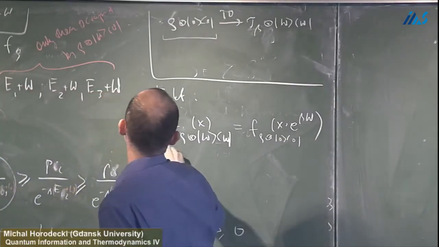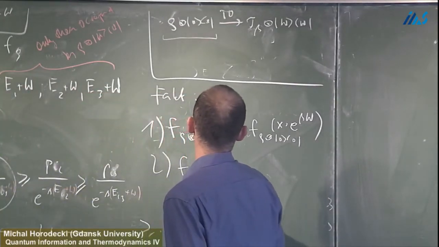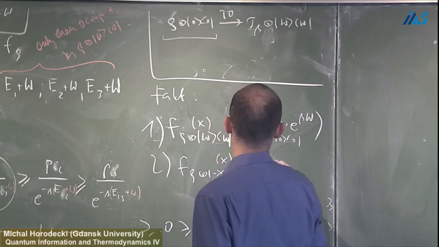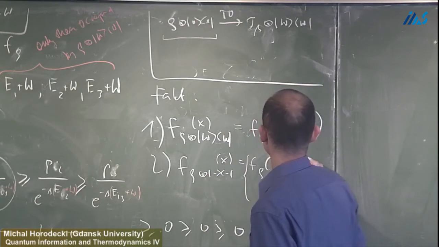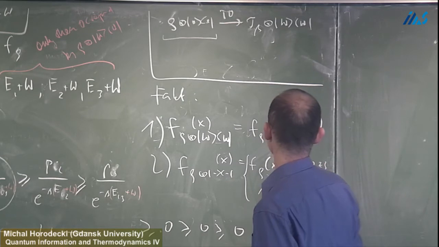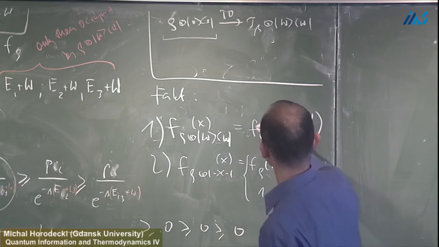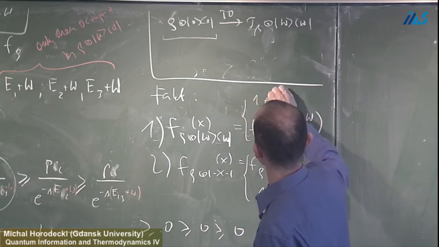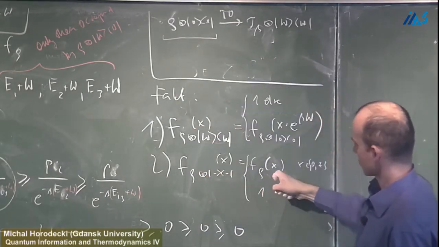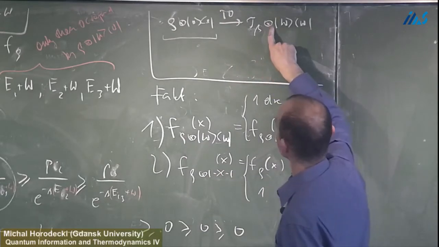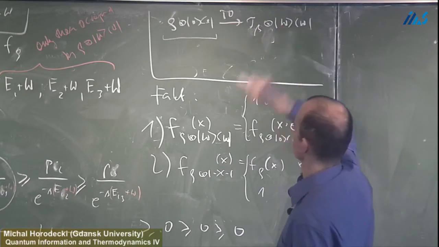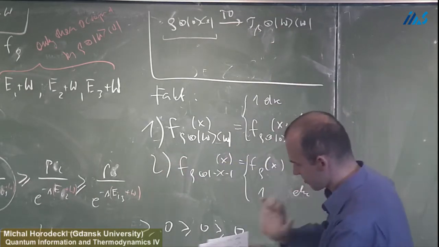So maybe it would be this, and F rho_0 of x is just F rho of x for x from 0 to z, and 1 for other x. Here I should also add 1 otherwise. Good. So this diagram I know is just the original diagram, and this one is the diagram of the Gibbs state shifted, like shrunk.